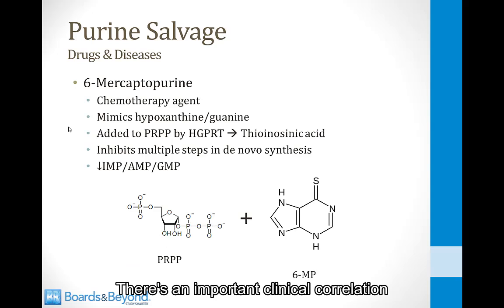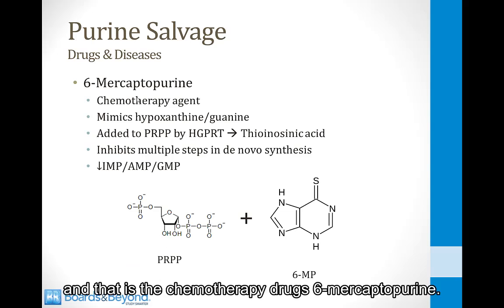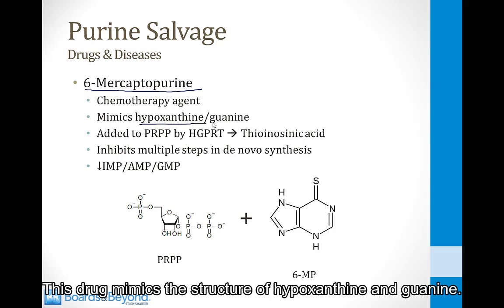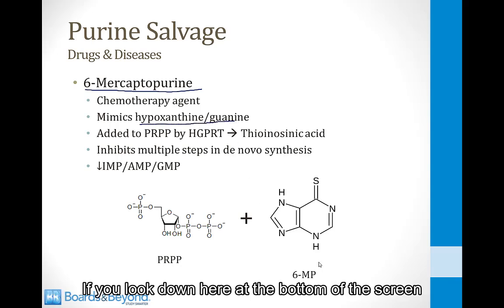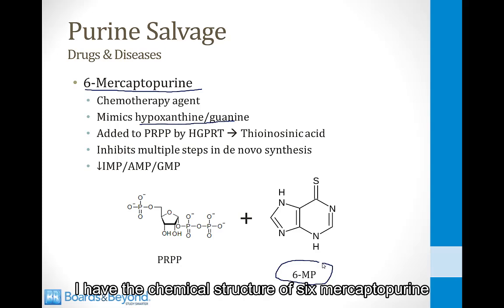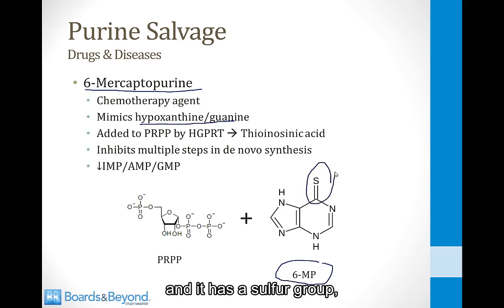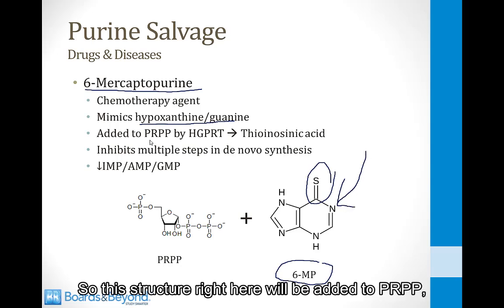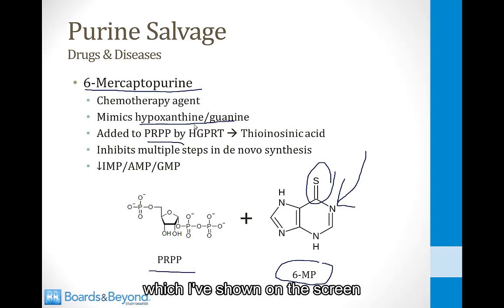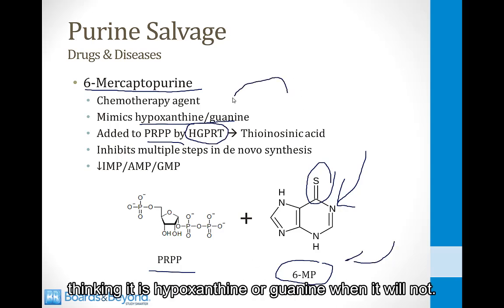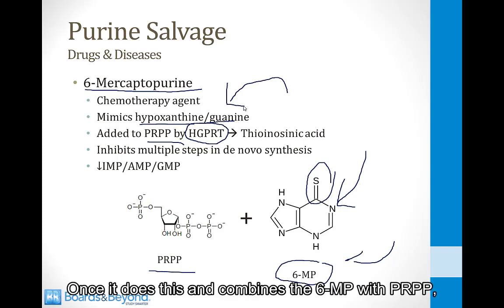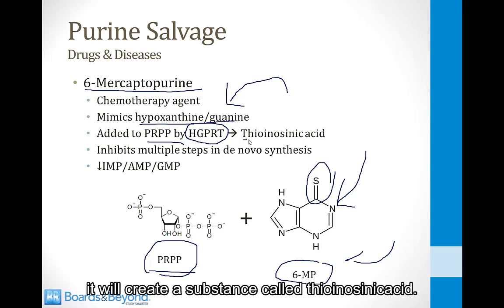There's an important clinical correlation of the purine salvage pathway, and that is the chemotherapy drug 6-mercaptopurine. This drug mimics the structure of hypoxanthine and guanine. If you look down here at the bottom of the screen on the right side, I have the chemical structure of 6-mercaptopurine, and it has a sulfur group where hypoxanthine and guanine do not. So this structure right here will be added to PRPP, which I've shown on the screen, by that HGPRT enzyme. The enzyme will pick up the 6MP, thinking it is hypoxanthine or guanine when it is not. Once it does this and combines the 6MP with PRPP, it will create a substance called thioinosinic acid.